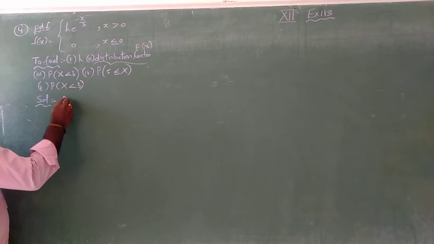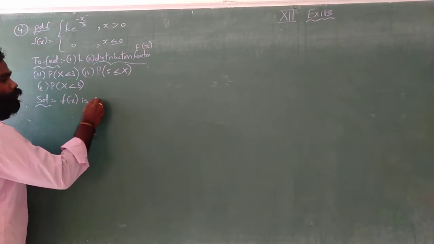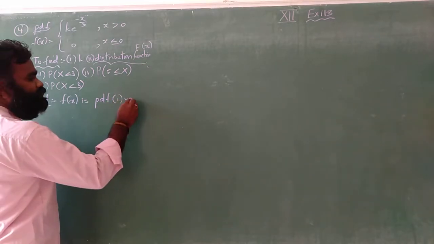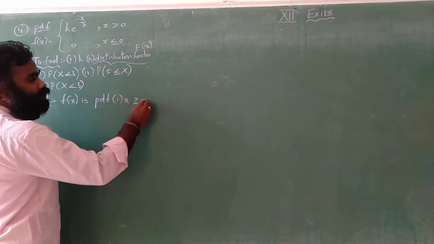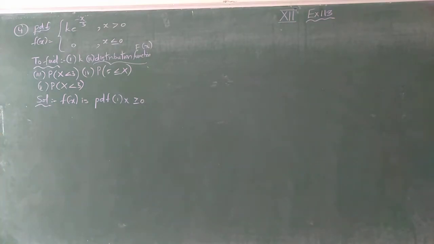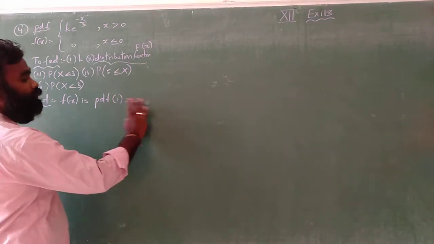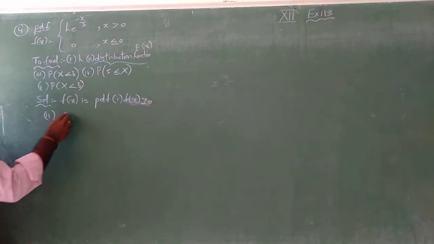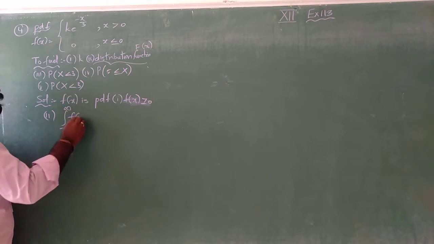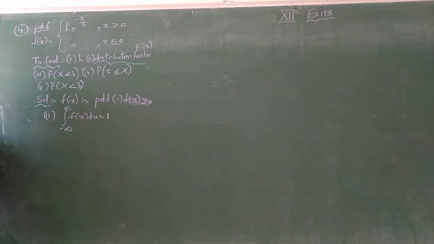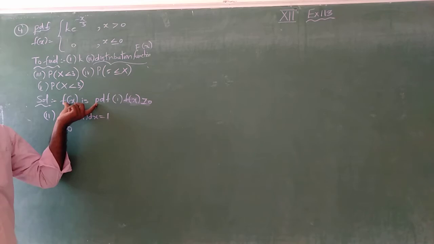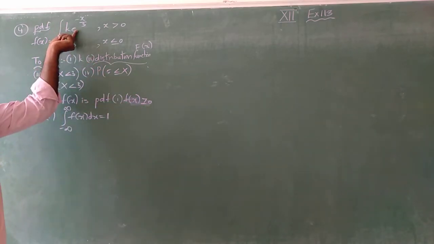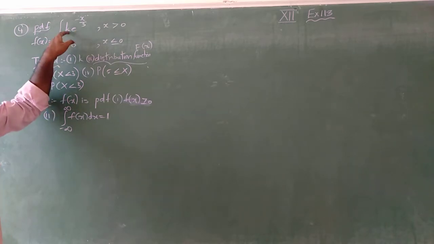If f of x is a probability density function, it satisfies two conditions. What is the first condition? f of x is greater than or equal to 0. The second condition is the integral from minus infinity to plus infinity of f of x dx is equal to 1. These two conditions should be satisfied if f of x is a PDF. Here f of x is greater than 0 because it is a positive value.